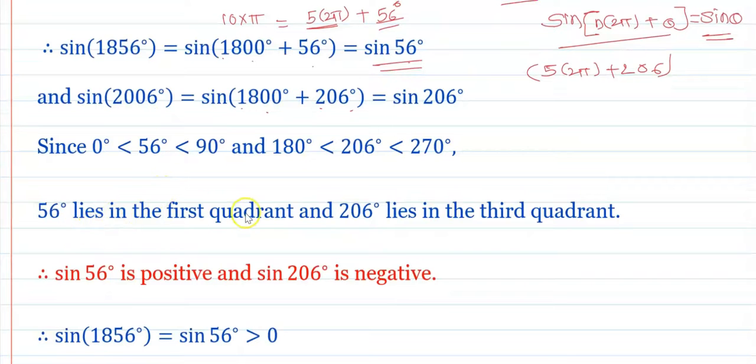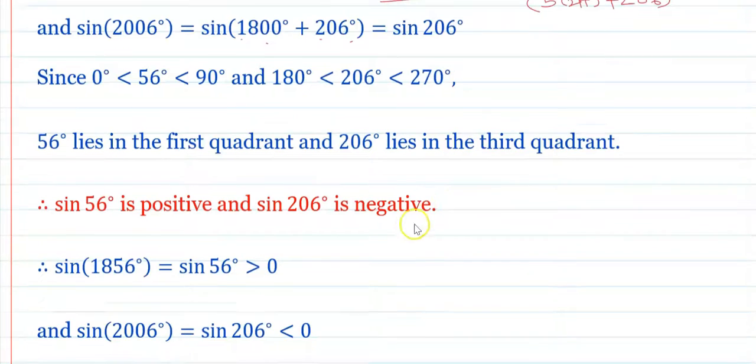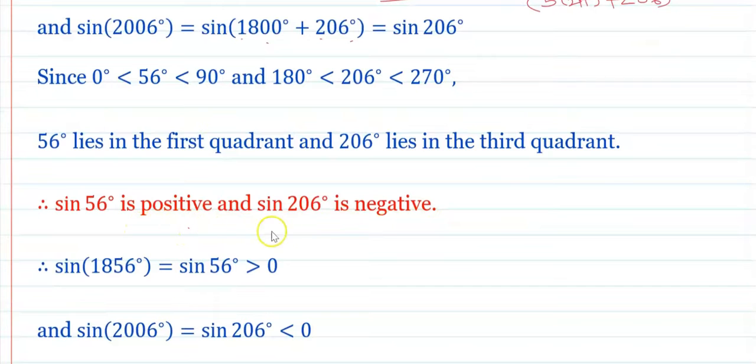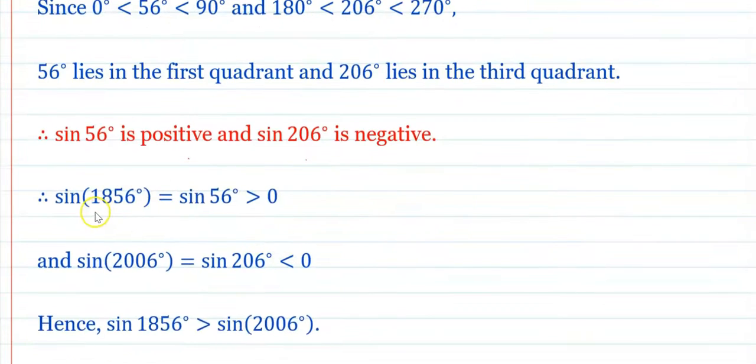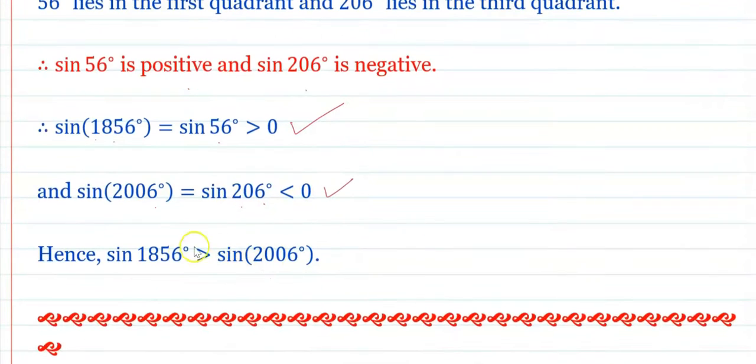That is, the 56 lies in the first quadrant and 206 lies in the third quadrant. Sine of 56 is positive, sine of 206 is negative, and hence sine of 1856 is equals to sine of 56, which is positive, and sine of 2006 is equals to sine of 206, which is negative, and hence the sine of 1856 is greater than sine of 2006. Okay.